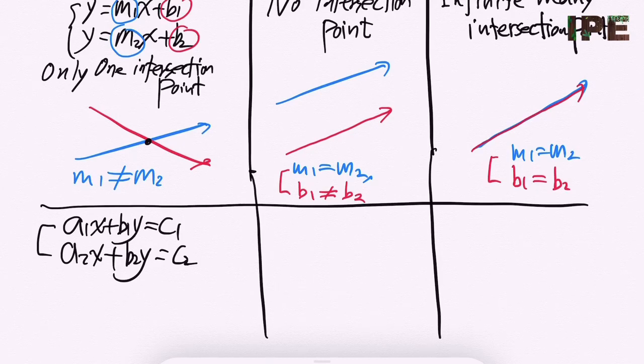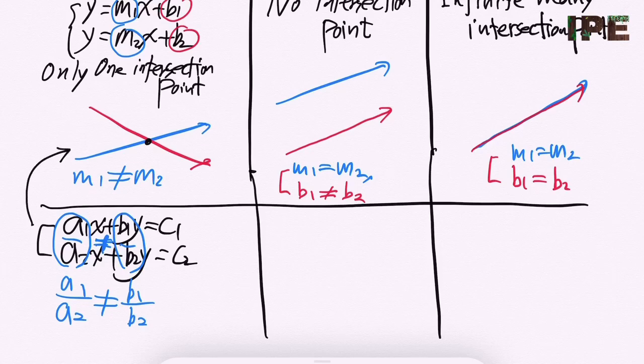Okay, but I'm going to give you another, easier way. You don't have to change forms actually. I give another formula. If they have different slopes, that means a1 over a2 is not equal to b1 over b2. The ratio of these two coefficients is not equal to the ratio of these coefficients. And then you can say they have different slopes. So they will still have one solution, or one intersection point.